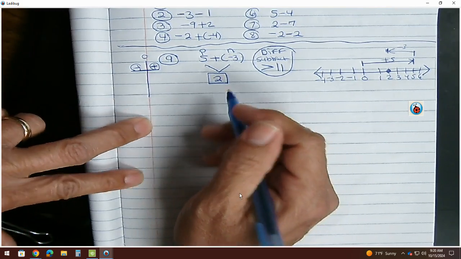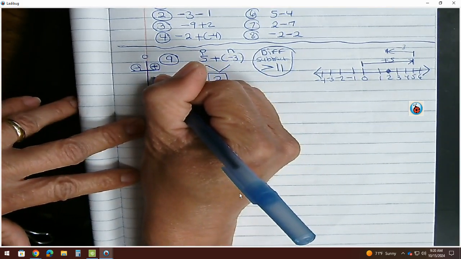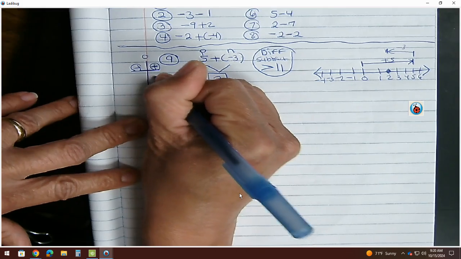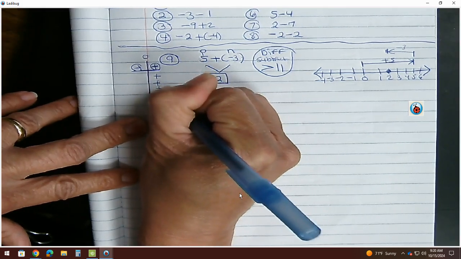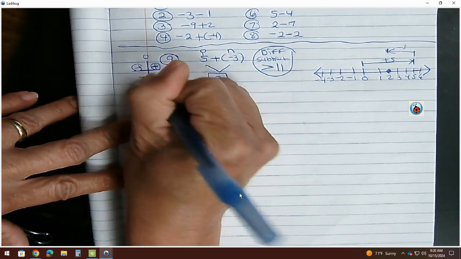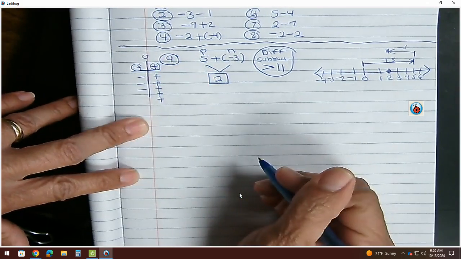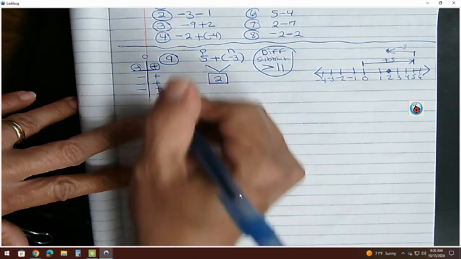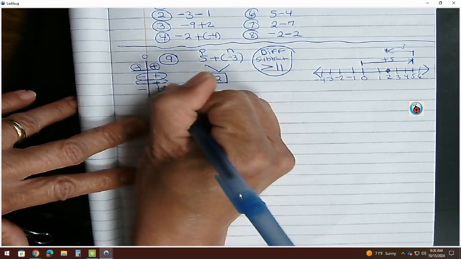How many positives do I draw? 5. 1, 2, 3, 4, 5. How many negatives do I draw? 1, 2, 3. How many 0 pairs do you see there? 3. 1 0 pair, 2 0 pairs, 3 0 pairs.